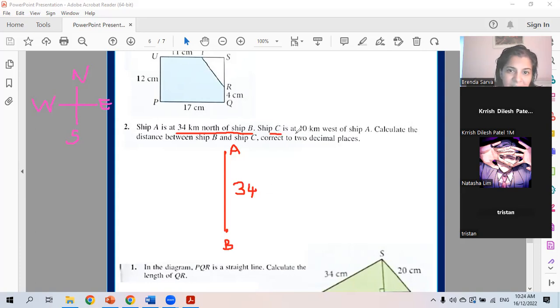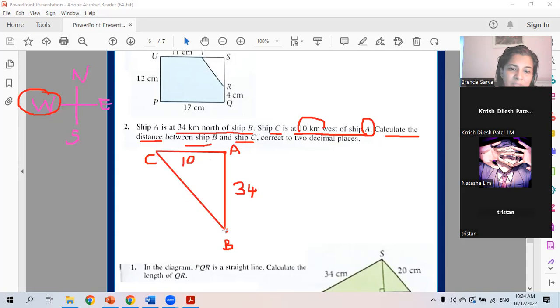Ship C is at 10 kilometers west of ship A. So if this is A, where is the west? West is here. Can you see? So what I need to do? Straight line. And this is the location of ship C. Now I'm like a navigator. Then that is 10 kilometers. So this fella is now 10. Calculate the distance between ship B and C. Can you see what am I doing here? Finding a distance from B to C. If you ever be a captain, you're surely going to use all these.